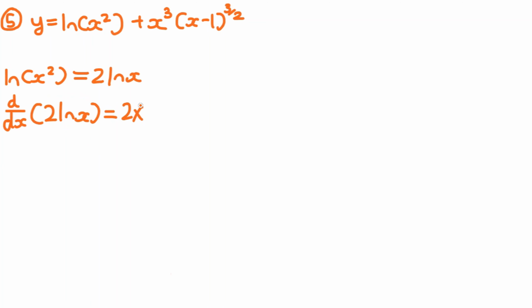And then if you differentiate this here, this is very simple, so we have this 2 at the front, so it's just going to be 2 multiplied by, and then the derivative of the natural log of x is 1 over x, and this can be written as 2 over x. So this is the natural log of x squared differentiated.